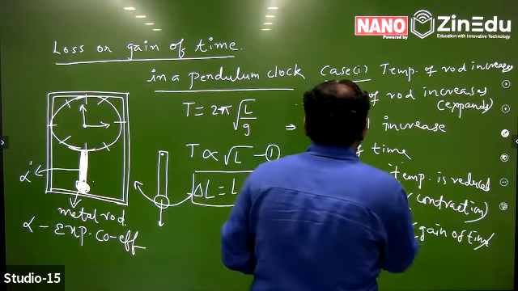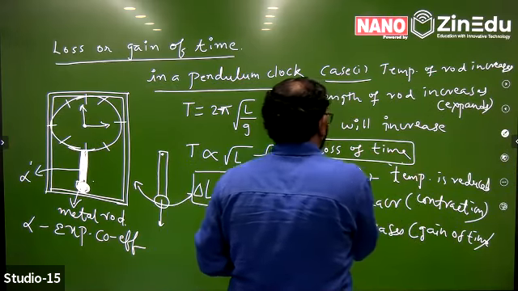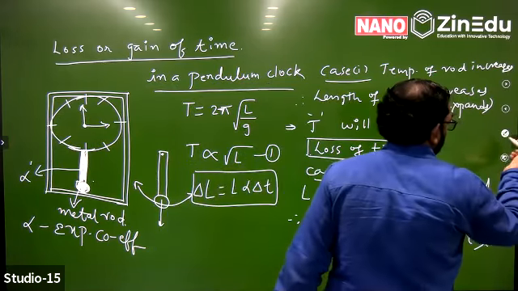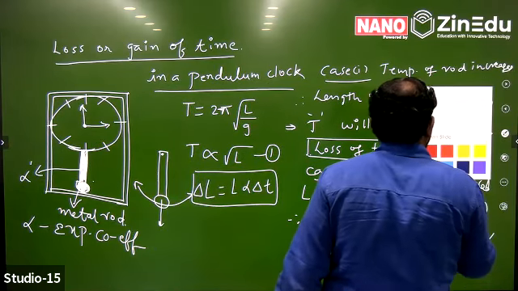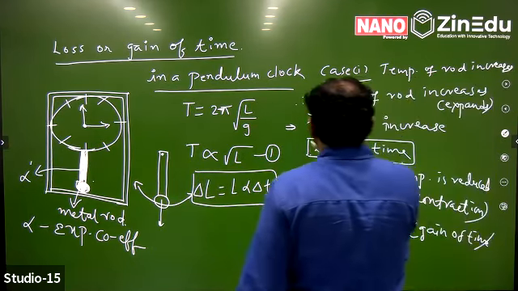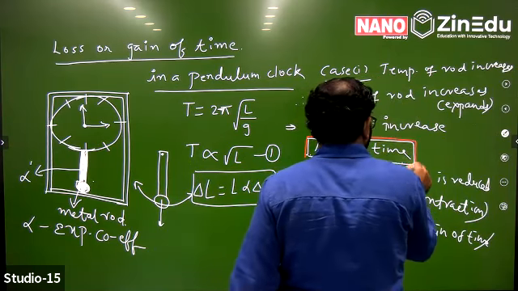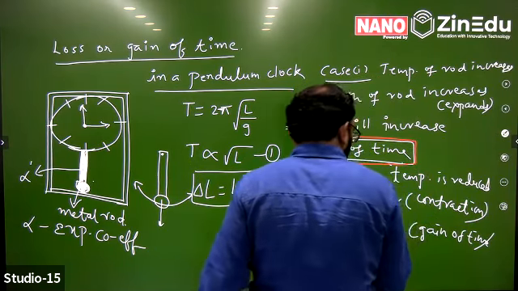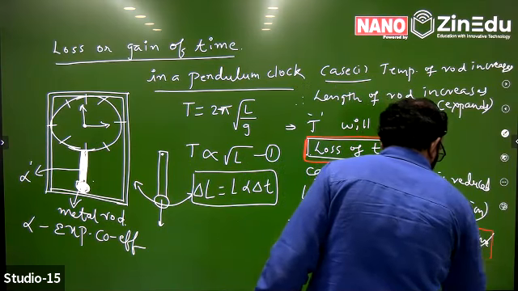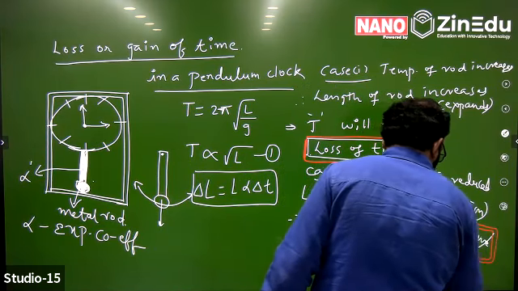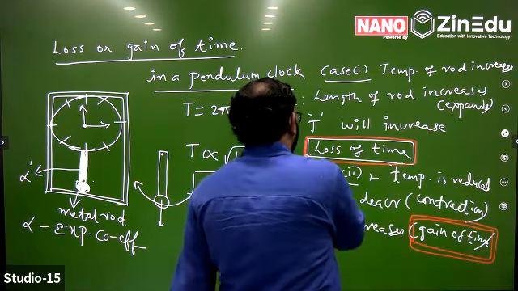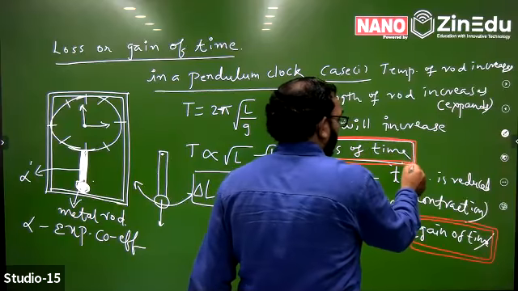Next, regarding this application, let us calculate the loss of time. This loss of time and gain of time. We'll just calculate an expression for loss of time and gain of time. For them, a formula or an expression let us have.